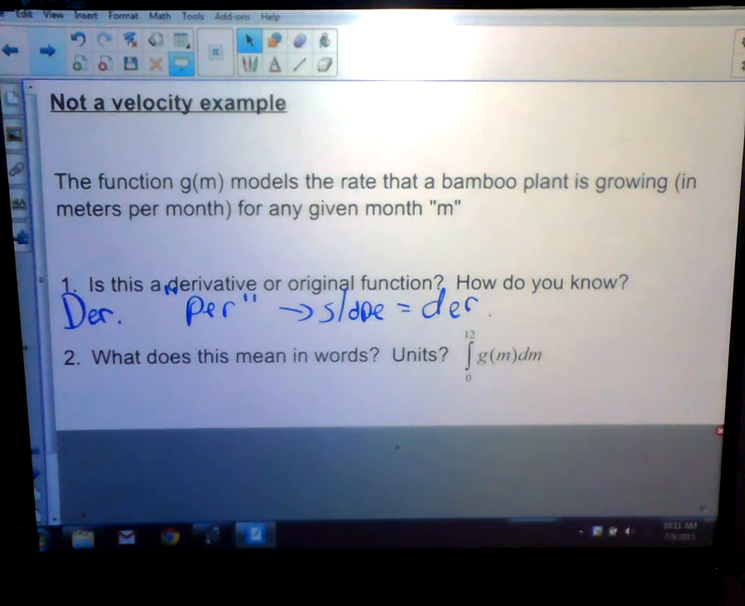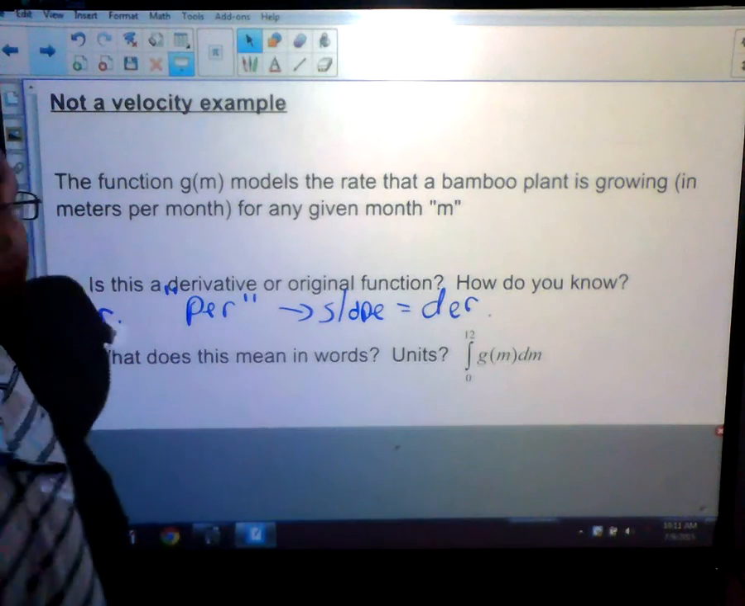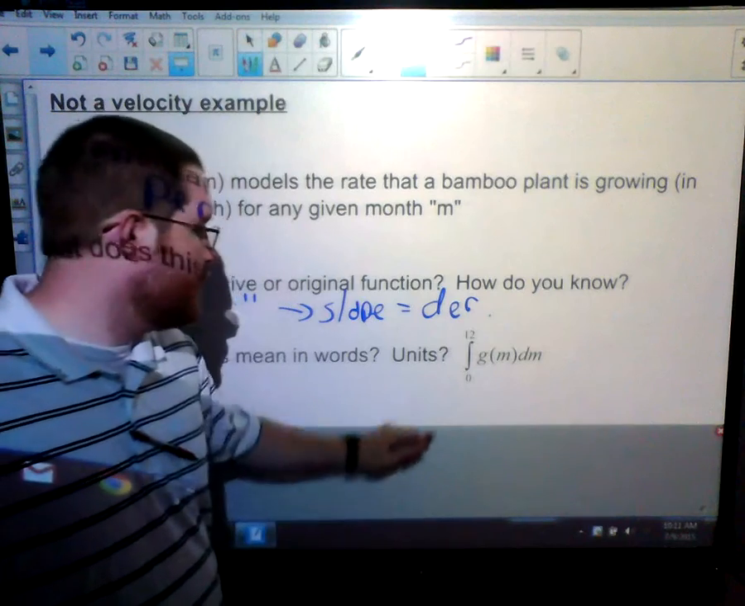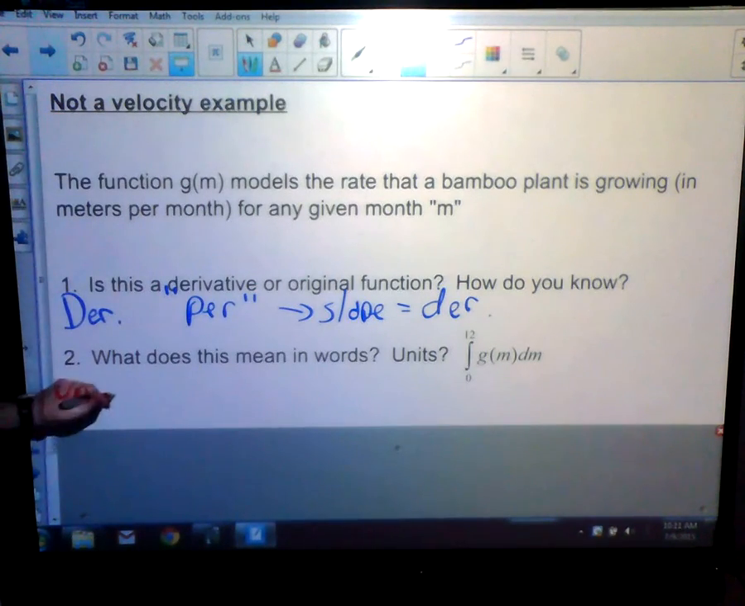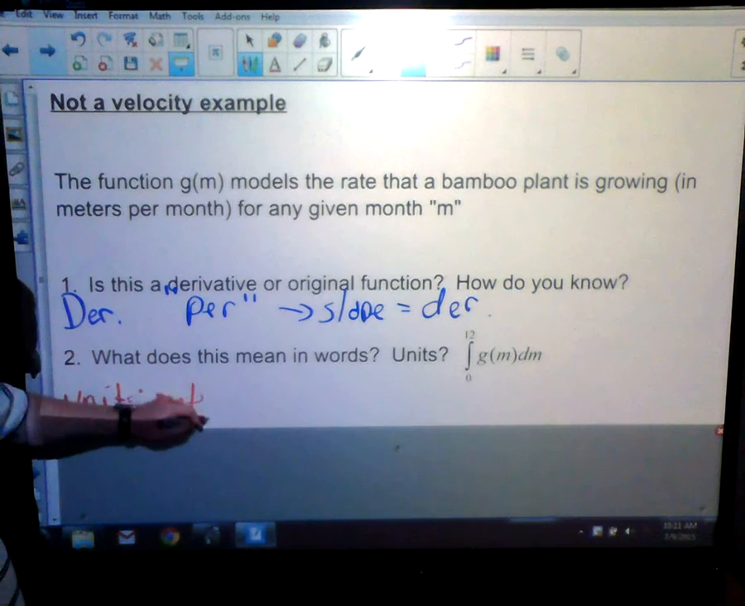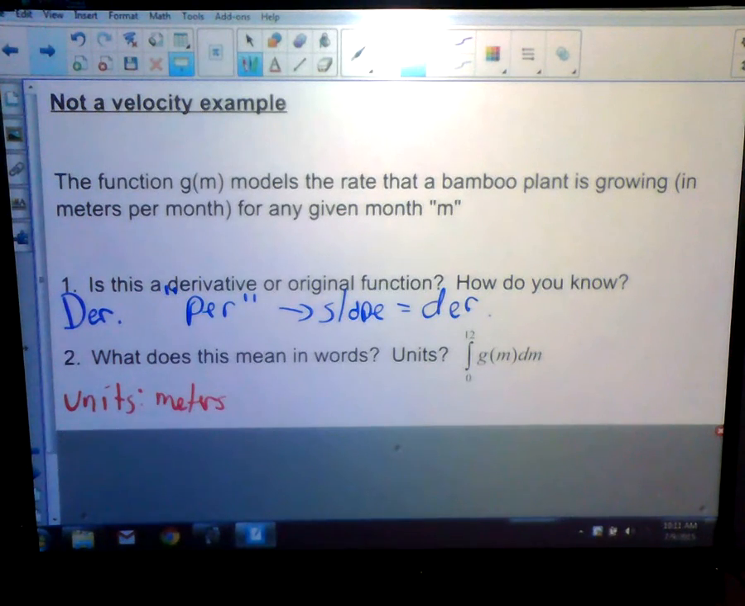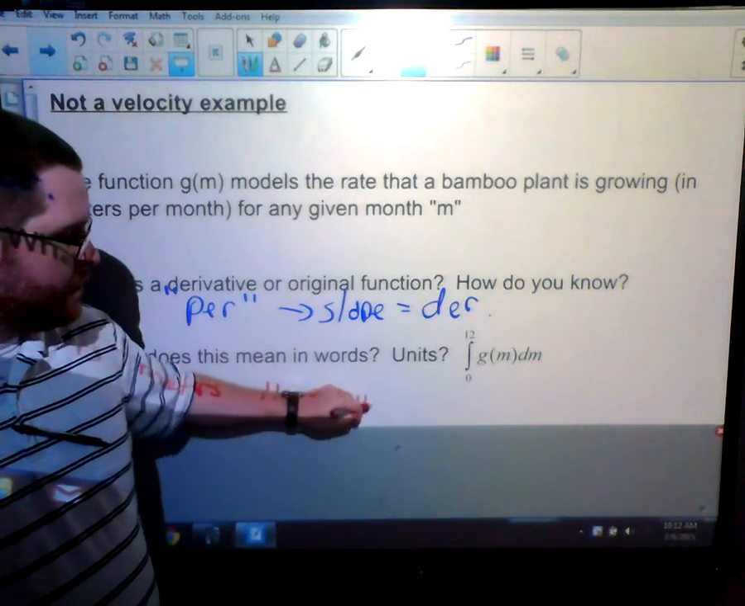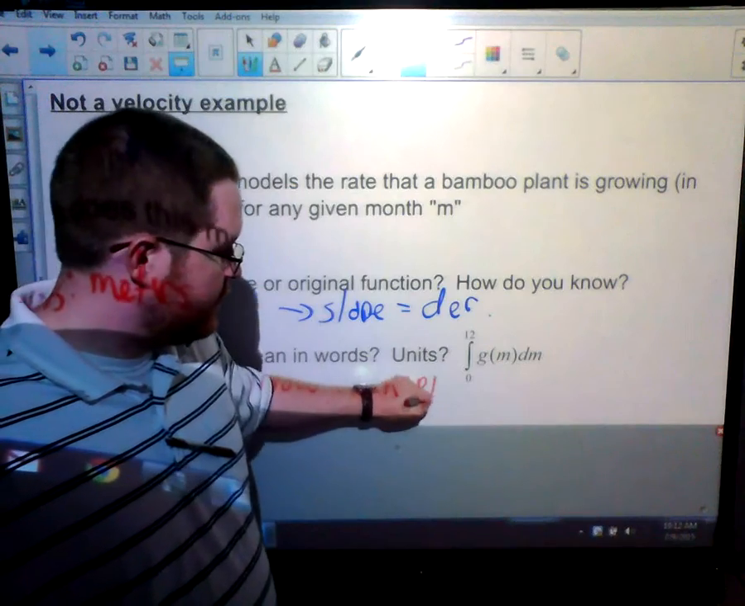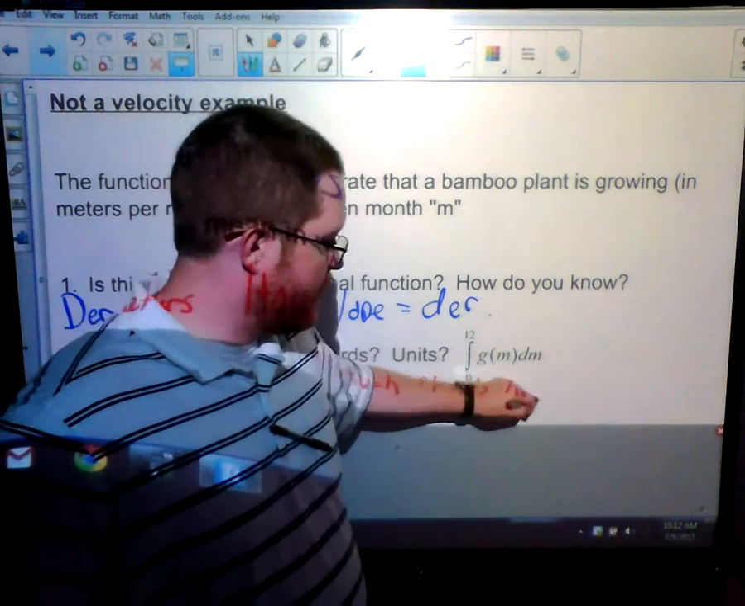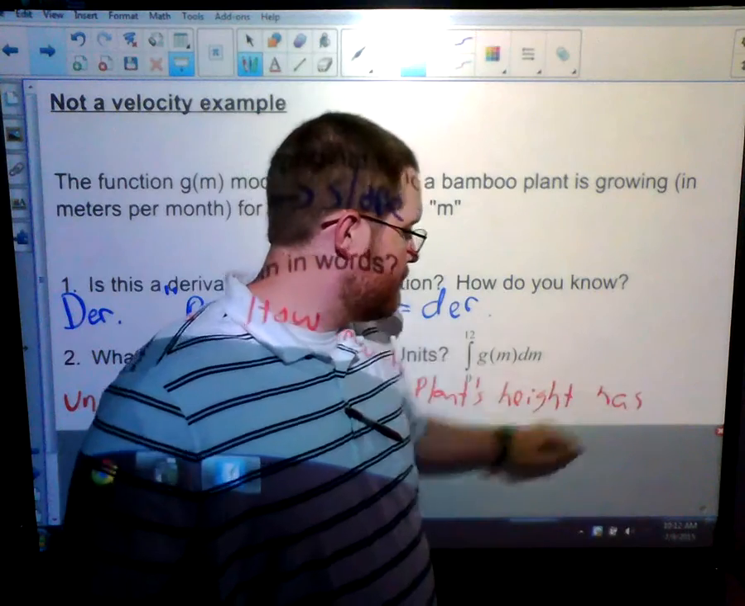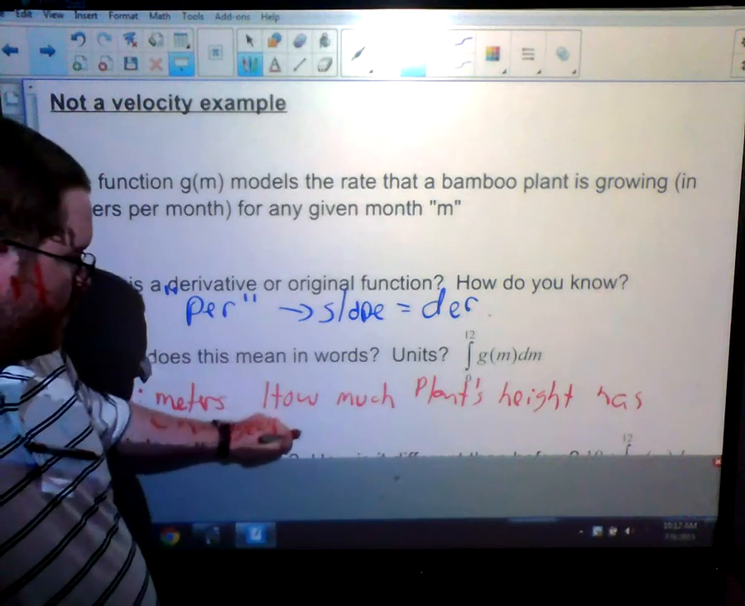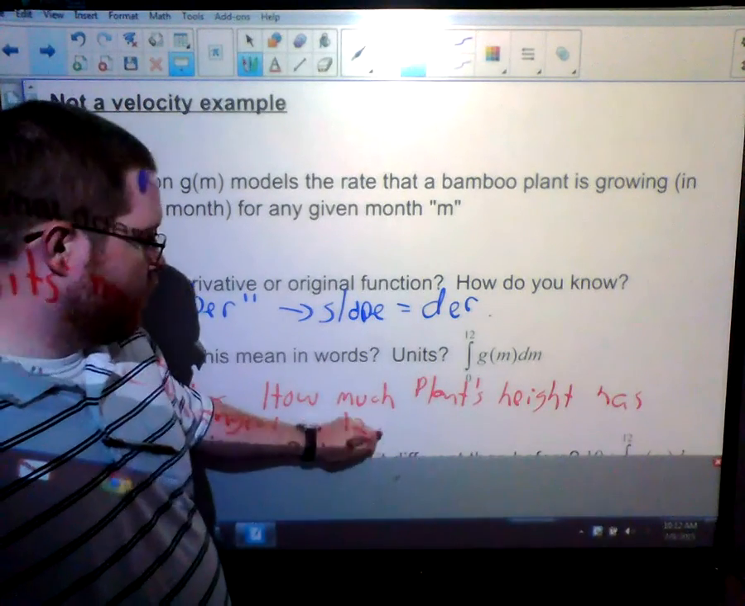What does this mean, and what are the units? If I integrate meters per month, then I'm back to meters. That'll give you the units. The units are meters. What does this mean? This is how much the plant's height has changed in 12 months, or 1 year.